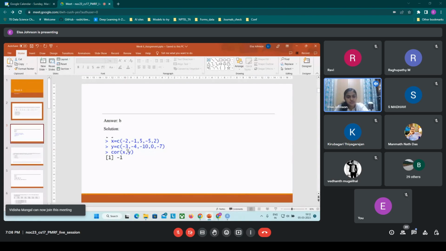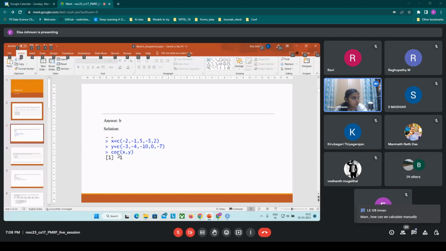So if you get any set of values, for example x any values, y any values, and you are asked to find the correlation, in manual calculation you have a certain set of equations. You have to follow that equation, which you can refer to in your lecture slides.